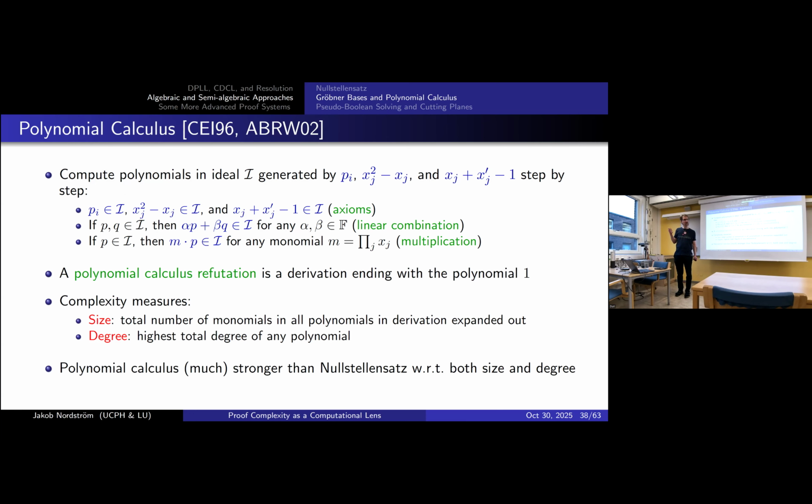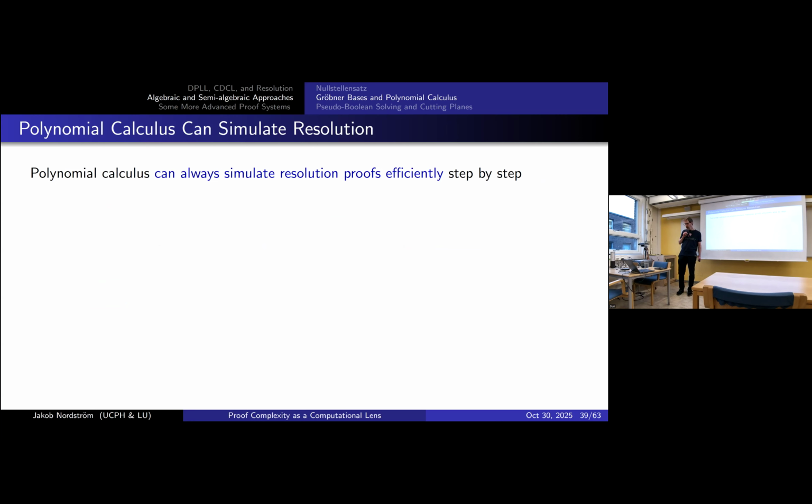And a polynomial calculus refutation is any sequence of such steps that derives 1, showing that the set of polynomials is infeasible. And again, that's an if and only if. The measures that we care about, just as for Nullstellensatz, are size and degree. And now it can be proven that, in fact, polynomial calculus is exponentially stronger than Nullstellensatz, both in terms of size and degree. One interesting thing is that polynomial calculus, assuming that you add these twin variables, can also do anything that resolution can do. Okay?